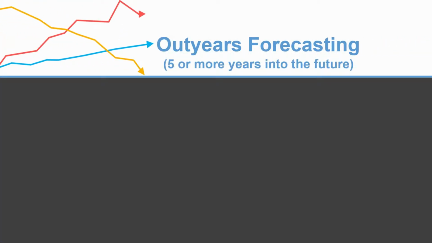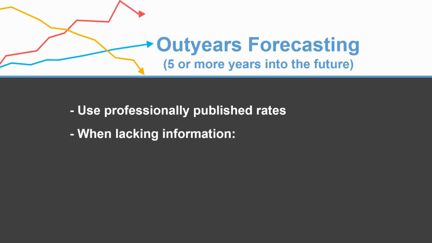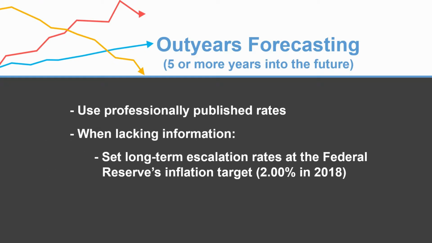When forecasting escalation rates into the out years, we recommend that you use professionally developed indexes. For example, various academic, government, and private sources produce forecasted escalation rates for many goods and services up to 30 years into the future. However, where information on future rates is lacking, we recommend setting long-term escalation rates at the Federal Reserve's inflation target, currently set at 2% per annum. This is because uncertainty quickly dominates all long-term price forecasts.